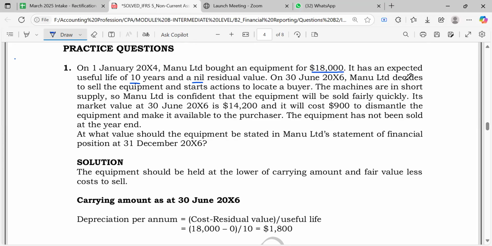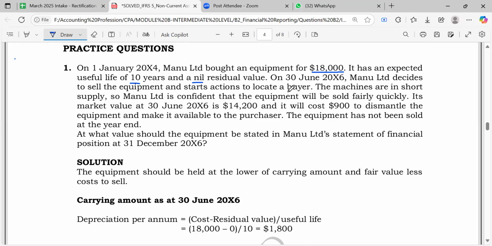Do you remember those conditions for assets classified as held for sale? The asset should be ready for sale. Nothing we have seen so far refutes that. The sale should be highly probable, which means management should be committed to a plan to sell, and we are told here Manu Limited decides to sell, so it shows a commitment. It starts action to locate a buyer. So maybe we presume that we will sell the asset at a price that is reasonable, that is fair, but we are yet to see.